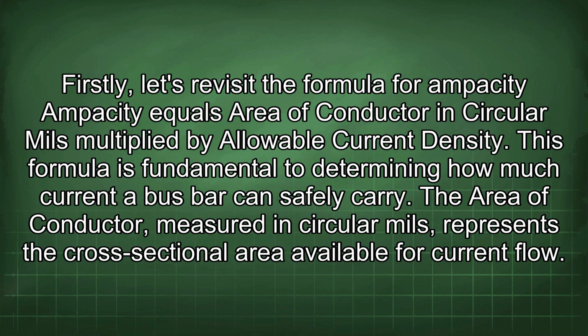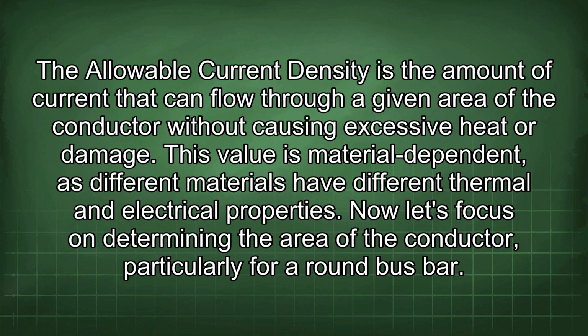This formula is fundamental to determining how much current a bus bar can safely carry. The area of conductor, measured in circular mils, represents the cross-sectional area available for current flow. The allowable current density is the amount of current that can flow through a given area of the conductor without causing excessive heat or damage. This value is material dependent, as different materials have different thermal and electrical properties.